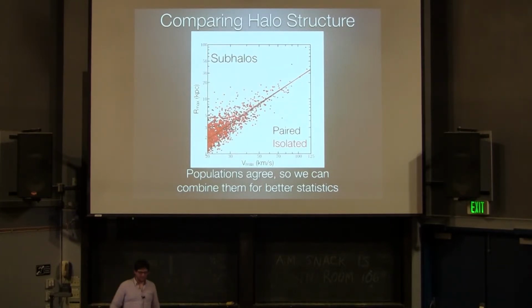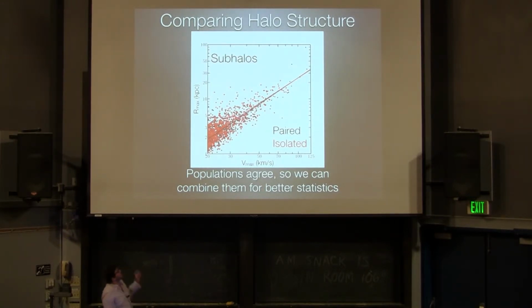So Oliver told you about that a little bit, but to remind you, it's an issue with the internal structure of subhalos, basically. So to start, we want to compare the paired and isolated samples to see if there's a difference between them, and if there is, why, and if not, then we can go ahead and combine them.